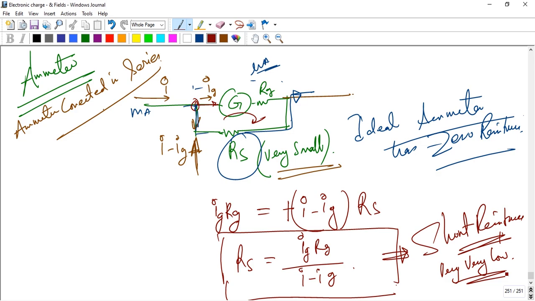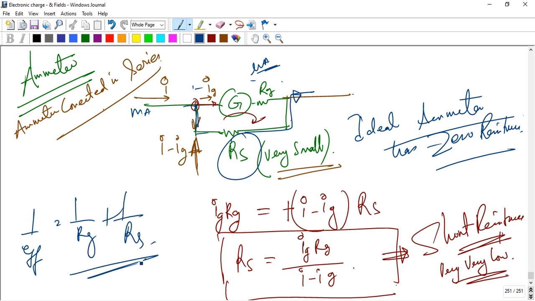The effective resistance here is 1 by R effective equals 1 by RG plus 1 by the shunt resistance. Since the resistance is very small, more current passes through it, so the main circuit current stays almost the same, not changing abruptly. Only a very small change affects the main circuit.